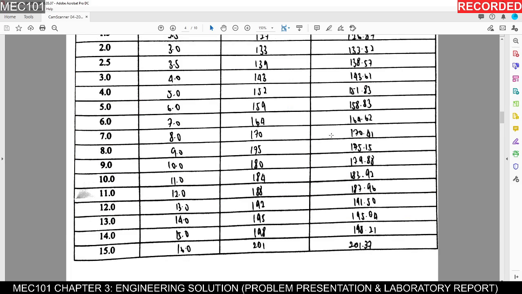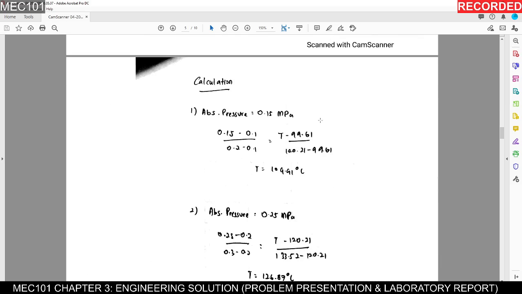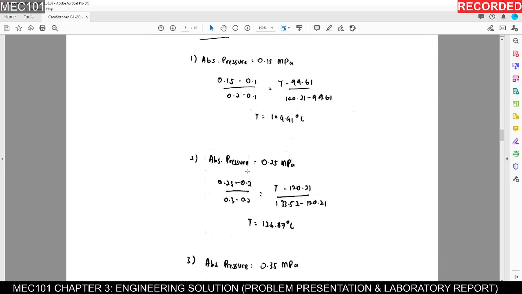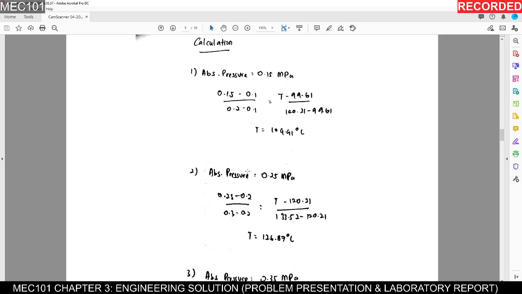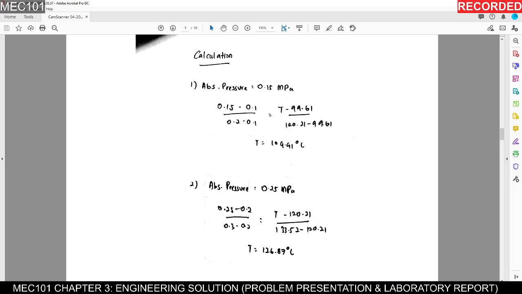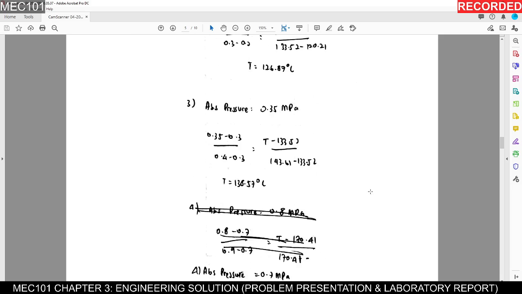Okay, and then these are the sample calculations that your seniors have done. From here, the other readers who read their report will understand how to calculate, so they can do the recalculations.